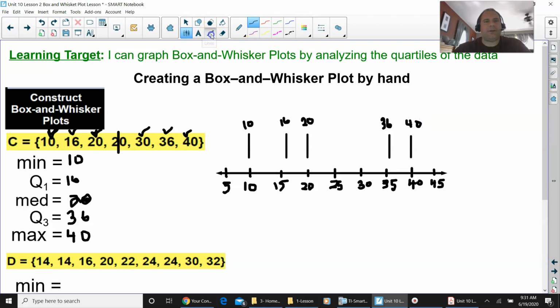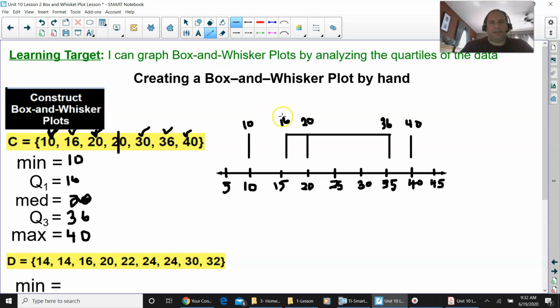I am going to connect my quartile 1 to my quartile 3. That's on the top, and then I'm going to do the same on that bottom. Just like that. And I am going to connect the quartile 1 to the min, and the quartile 3 to the max, and there is my box and whisker plot.